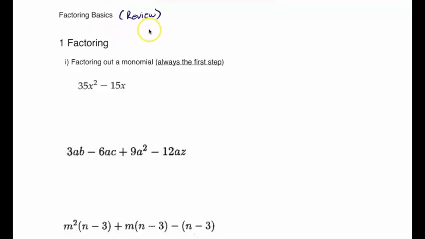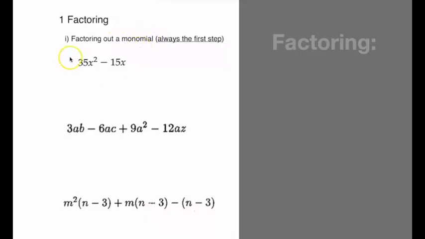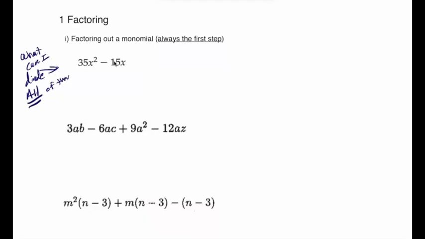This is the factoring basics review. First step of factoring, and it's always the first step, is you want to factor out a monomial, which just means to factor out what they have in common first. Like here, you look at these, you just want to ask yourself, what can I divide all of them by? Very important. That's all factoring is. It's what can I divide all of them by. It has to be all of them.